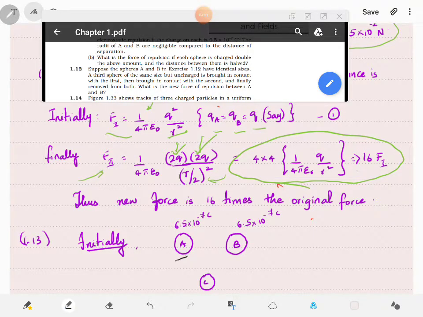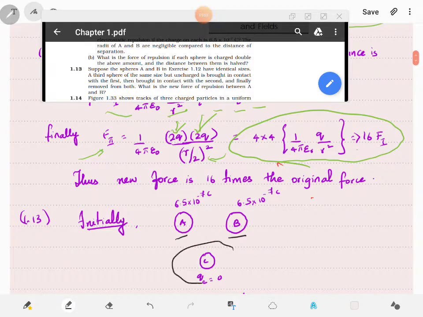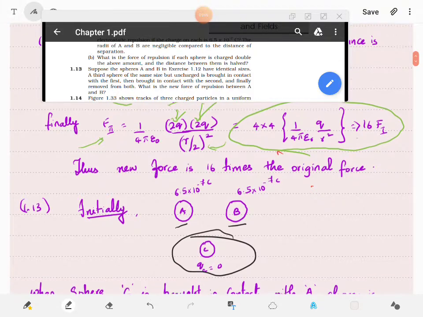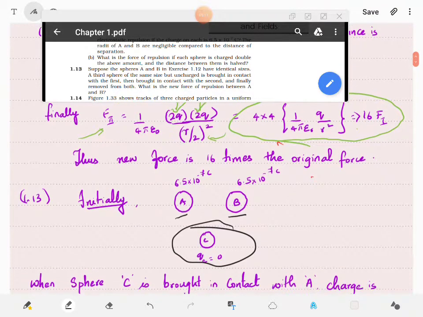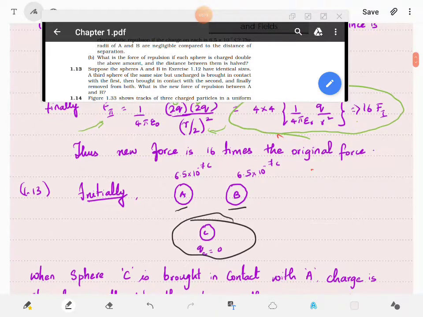Initially, we have both spheres A and B, let's call them, and they are identical. So the charge on each sphere is about 6.5 into 10 power minus 7 Coulomb, which is equal. And there is another sphere, which is an identical sphere. It doesn't contain any charge. The charge on C is 0. When this sphere is brought in contact with A, what happens?